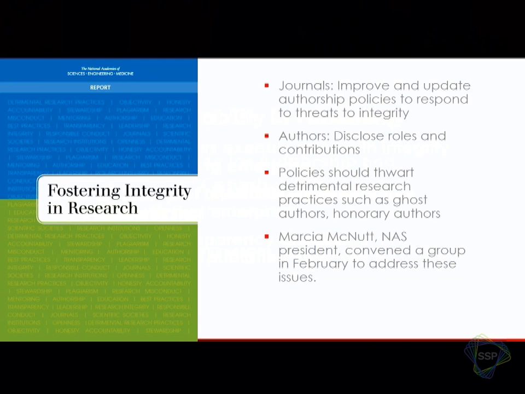And from that, there were a couple of recommendations related to authorship, and those include that journals need to improve and update authorship policies to respond to threats to integrity. We need to disclose roles and contributions, and that we should look to developing policies that would thwart what are considered detrimental research practices, such as ghost authorship, honorary authorship, and things like that.